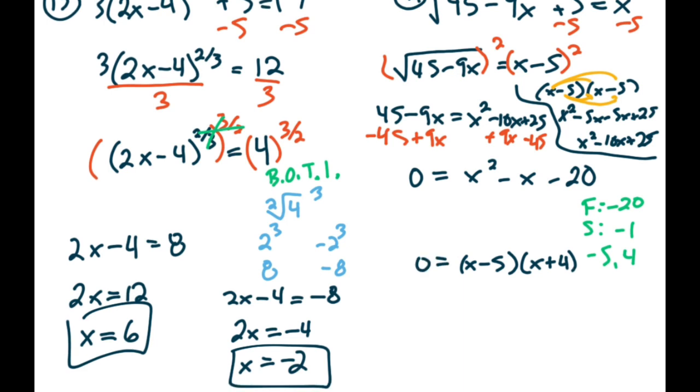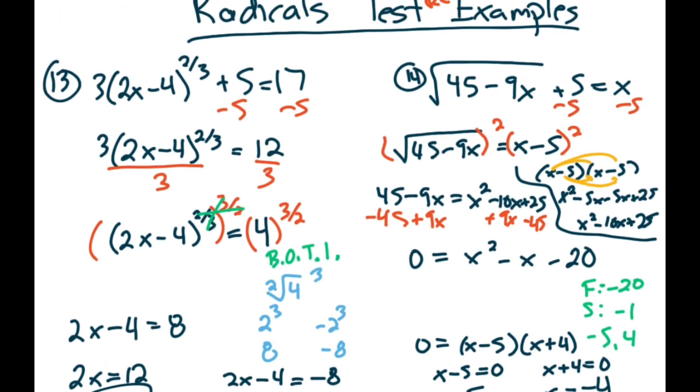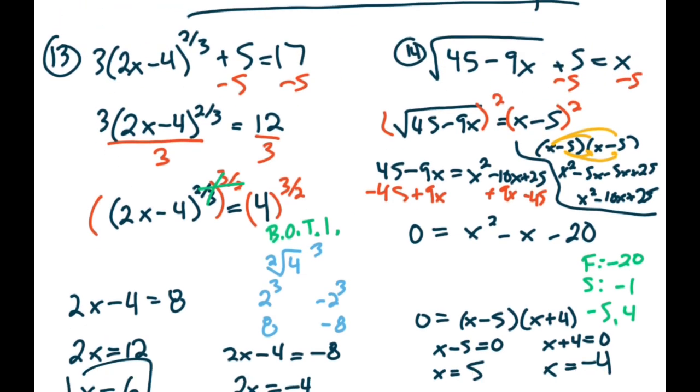Because it equals 0, we set each one equal to 0. So x minus 5 equals 0 and x plus 4 equals 0. So x equals 5 and x equals negative 4. Now again, we need to check our answers by plugging them into our original problem. So since I didn't do it on 13, let's go ahead and do it on 14.